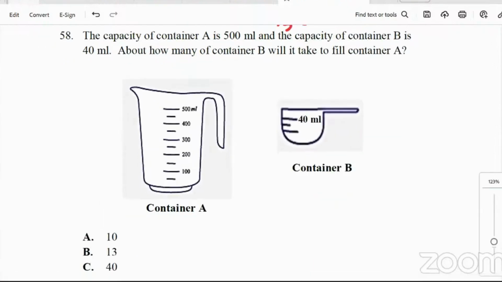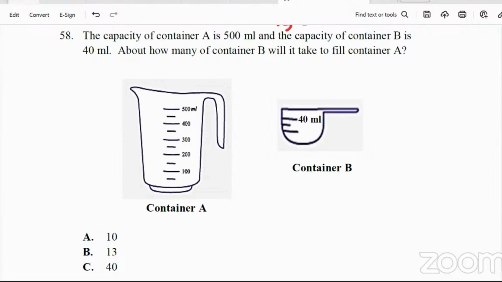All right, so is it 10? Is it 13? Is it 40? Okay, so again, this is a question where you would have to figure out how you are going to go about trying to solve this. One quick way, if you're thinking, is we could simply multiply these numbers by 40: 10 times 40, 13 times 40, 40 times 40, to see which one brings us closest to 500 milliliters.